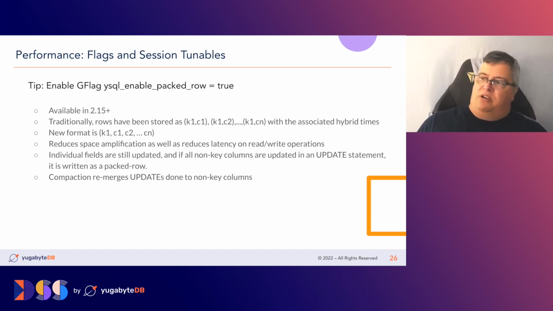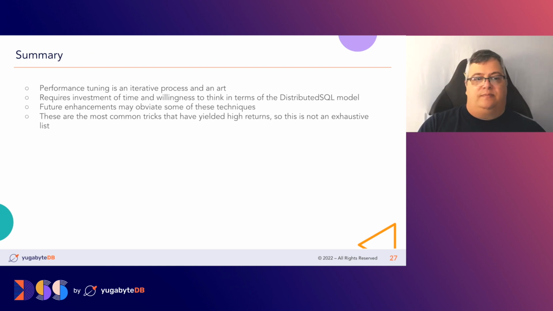And then finally, compaction will remerge all the updates done to the non-key columns such that they are in the packed row format. So there's no migration that needs to be done here. You turn the flag on, and it will start writing in the new format immediately. And as compactions occur, it will move the older data into this format.